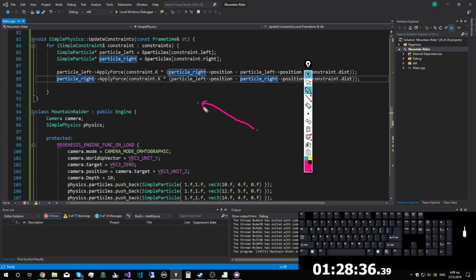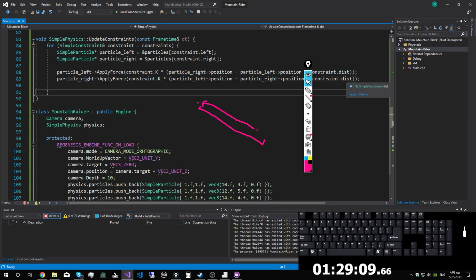Oh, you know what? Yeah, actually no. Getting that vector. Then we subtract the distance. So let's say we are here. Oh, that's a floating point, right? Yeah, that's a problem.